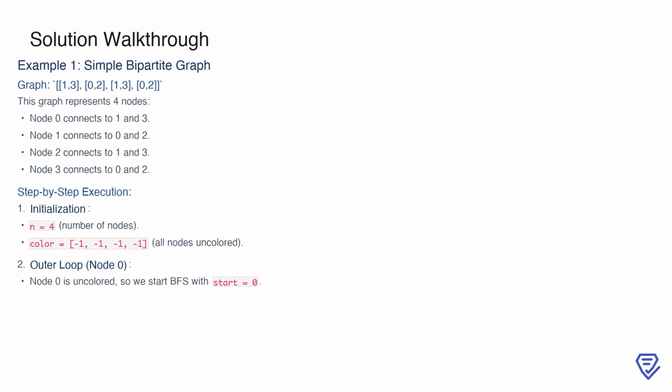To determine if the graph is bipartite, we initialize some variables. First, n is set to 4, representing the total number of nodes. Next, we create a color array initialized to -1, -1, -1, -1, where -1 means the node is uncolored. We then begin our outer loop to check each node, starting with node 0, which is currently uncolored. This triggers a breadth-first search, or BFS, starting from node 0.